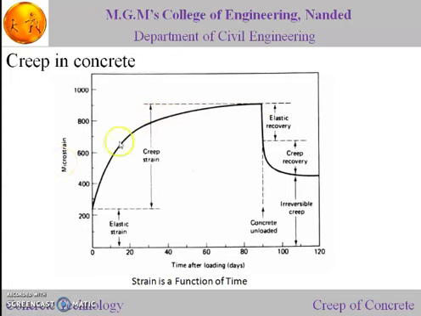This increase in strain at a slow rate takes more time. Here one point is shown: if the concrete member is unloaded at this point, creep decreases by some amount, and some recovery takes place. That is called the elastic recovery. But after some point, this recovery will not take place, and creep inside the concrete will remain constant. This is the permanent creep that exists in the concrete member.